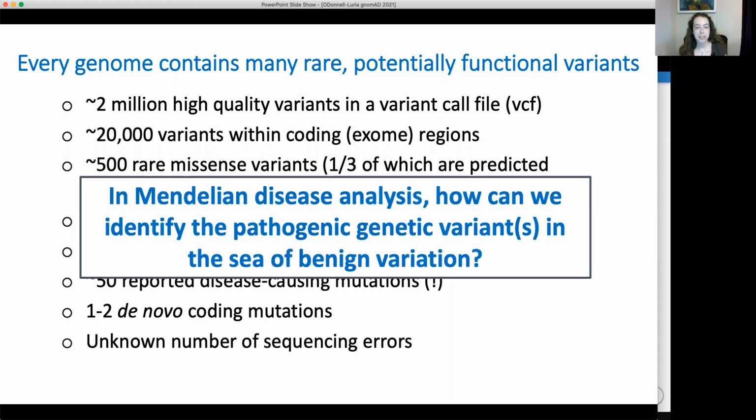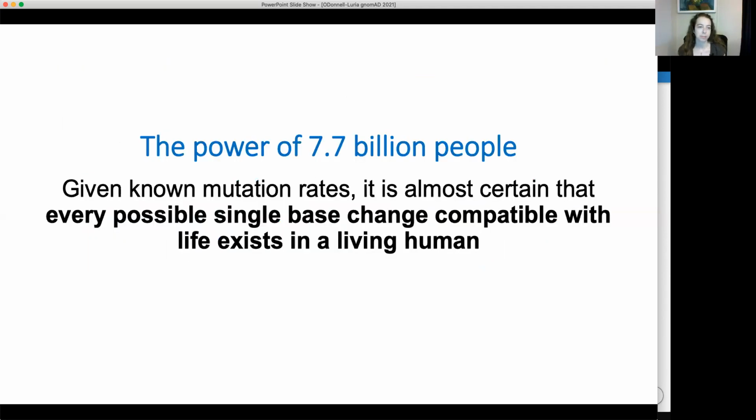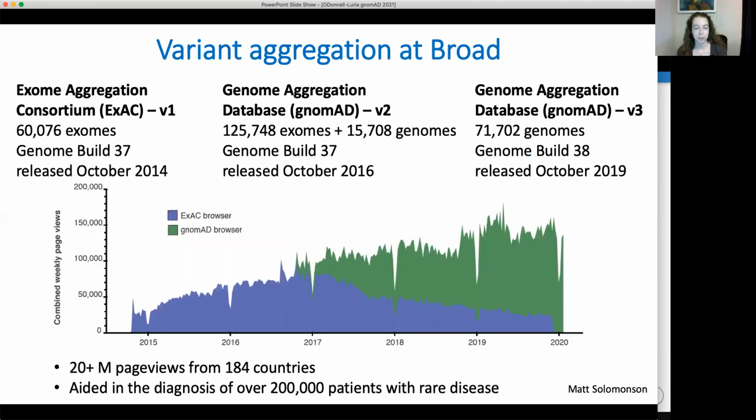So as we think about Mendelian disease analysis, which there are many different types of reasons to do genomics, but Mendelian disease analysis is one. One of the questions we encounter is how can we identify the pathogenic genetic variants in the sea of benign variation? Well, with the power of 7.7 billion people, we know that based on given mutation rates, it is almost certain that every possible single base change compatible with life exists in a living human on the planet Earth today. So we need to capture that and study it.